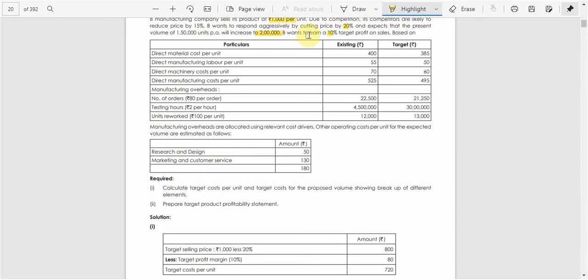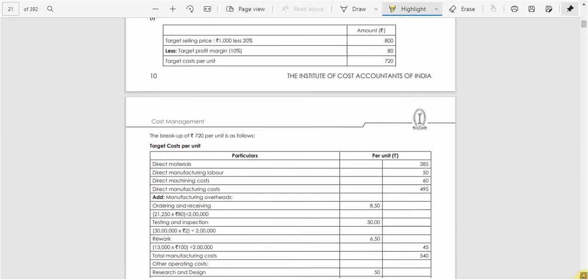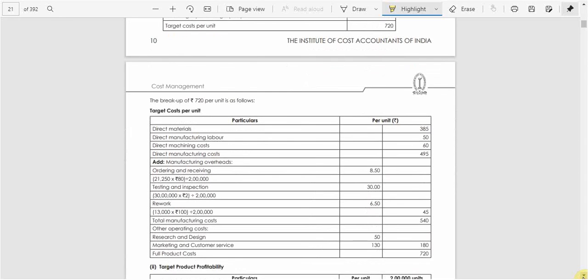And also B wants to earn 10% target profit on sales. So if you see, less target profit margin is 10%. So 10% on 800 comes to 80. So the target cost should be only 720. Okay, so this is the target cost per unit. So we need to see how this target cost is divided. We can see the breakup here.